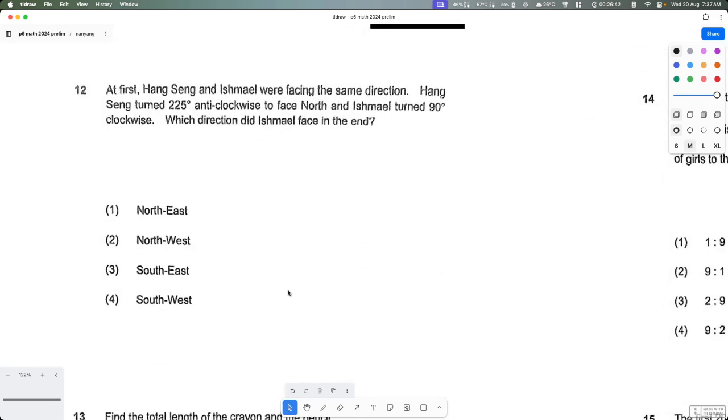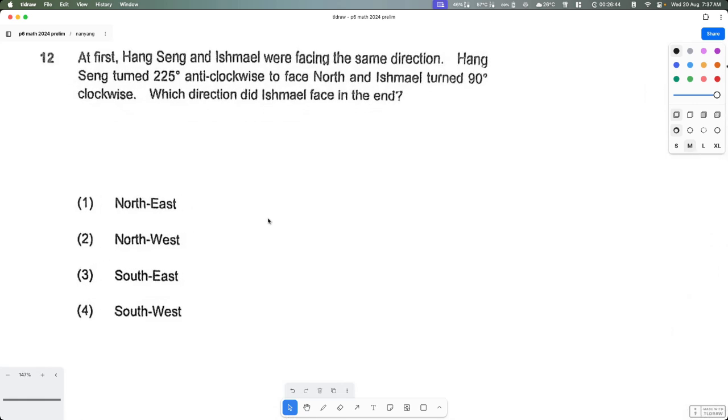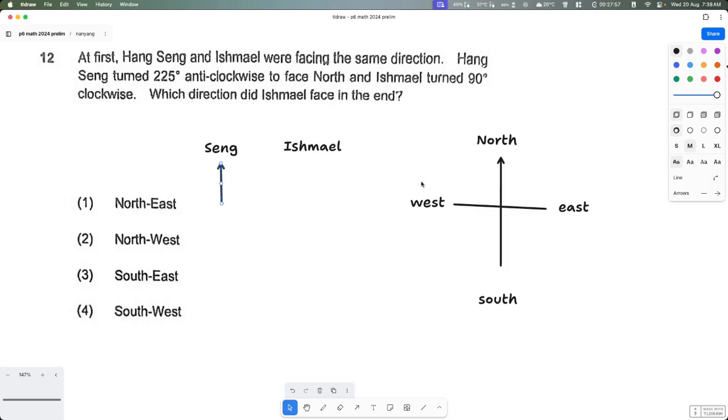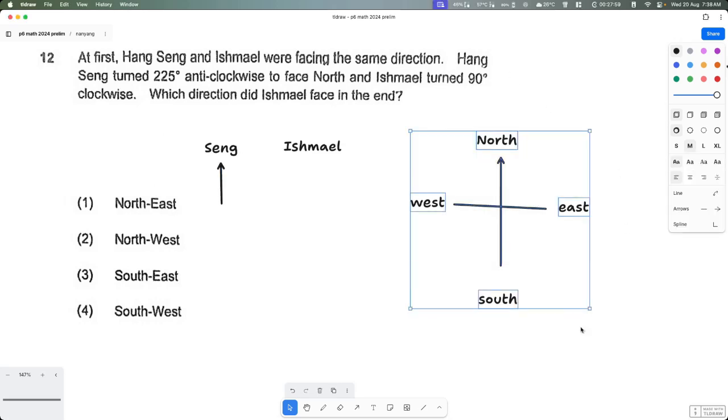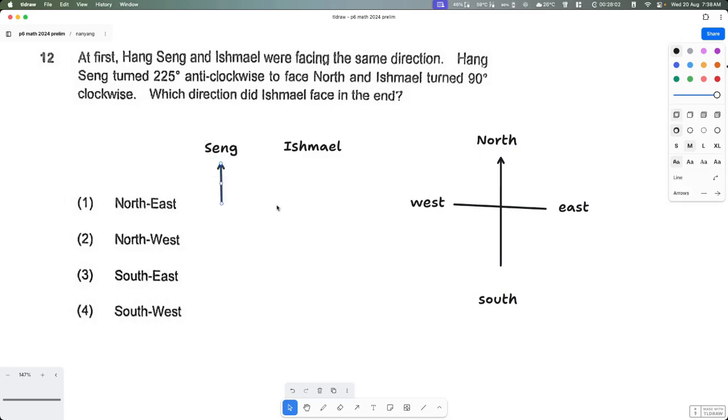Question 12. Okay, so at first, Hing Seng and Ishmael were facing the same direction. Hing Seng turned 225 degrees anti-clockwise to face north, and Ishmael turned 90 degrees clockwise. Which direction did Ishmael face in the end? All right, so I drew some indicators, north, south, east, west, and then Seng and Ishmael. So Seng turned 225 anti-clockwise to face north. So anti-clockwise means he turned this way.